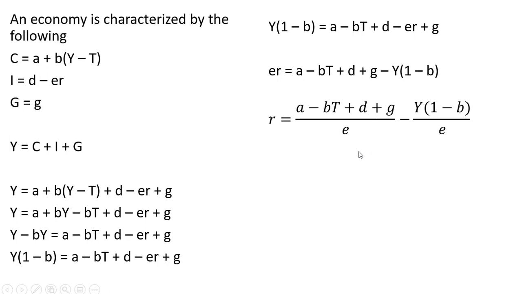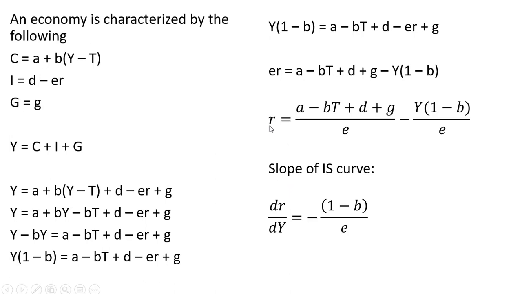To get the slope, we're going to take the derivative of the real interest rate with respect to y, real income, real output, and we get the following result. It is negative. We expect b here, which is the marginal propensity to consume from the consumption function, to be less than 1, and e is going to be positive, so this will stay negative. So the IS curve slopes downwards.